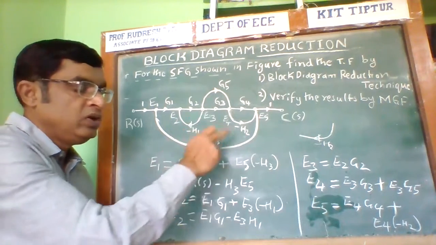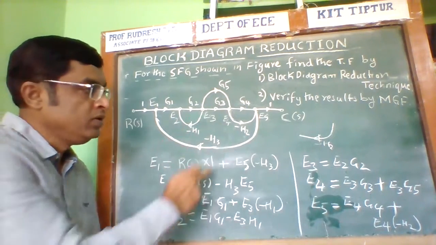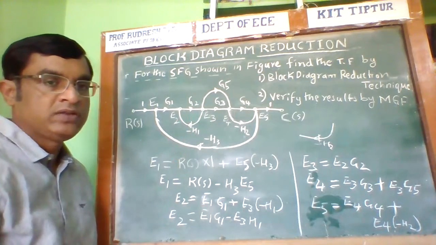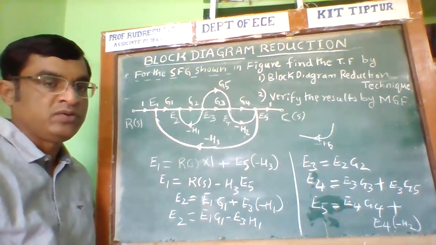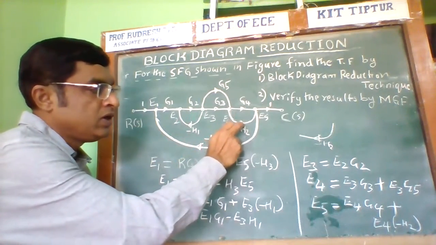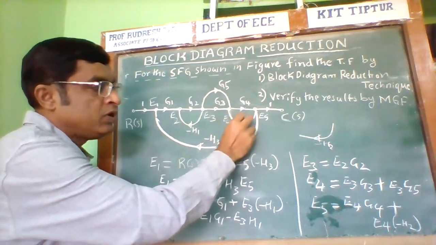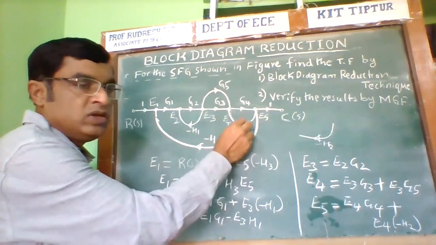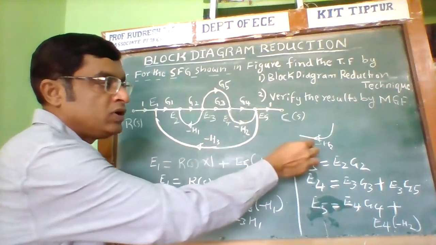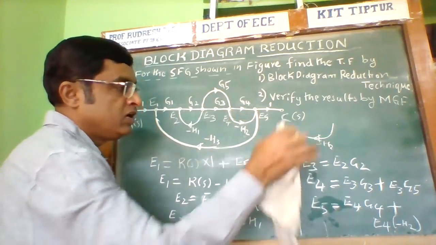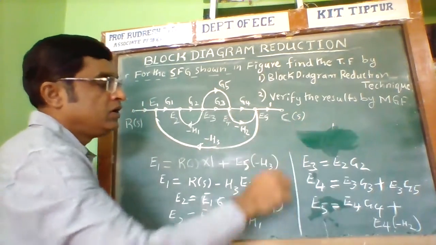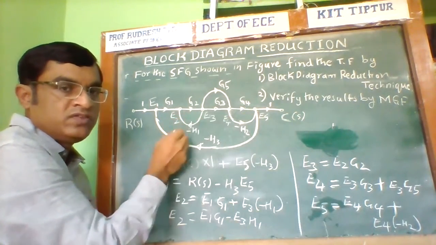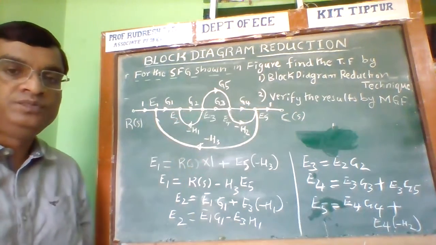The VTU model papers gave this problem, the same problem asked in the model question paper. That is why here they have taken the direction of this branch, the direction of this minus H2, like this. But in standard question papers and standard problems, the direction of feedback is always towards the input side.